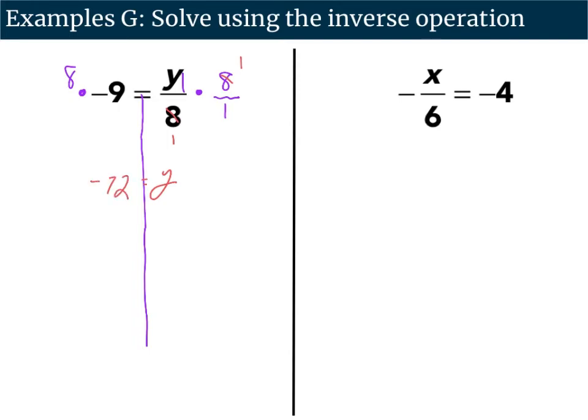And I can check that. Is negative 72 divided by 8 negative 9? Yes, it is, so I know I've done it correctly. Moving on to the next problem, I need to draw a wall down from my equal sign.